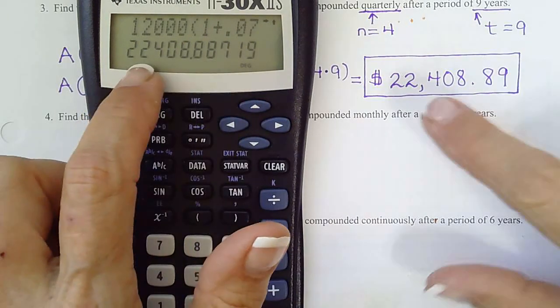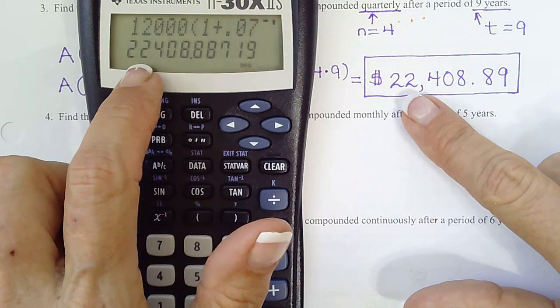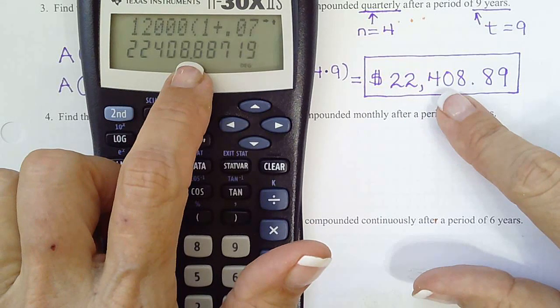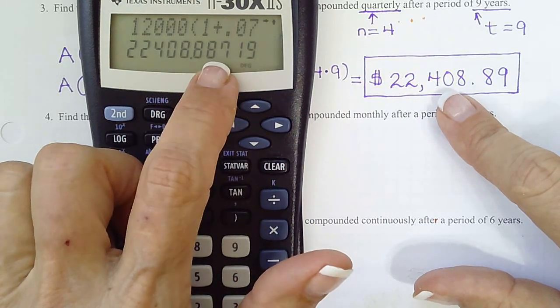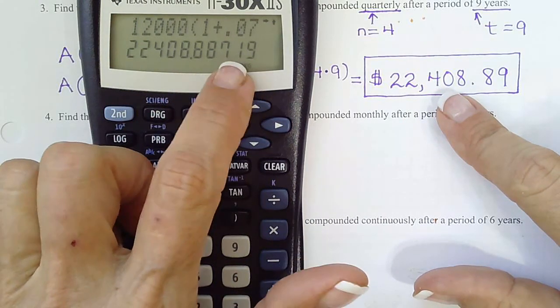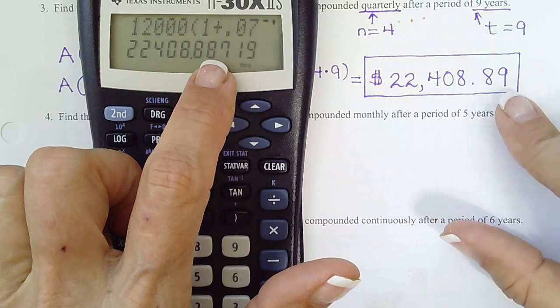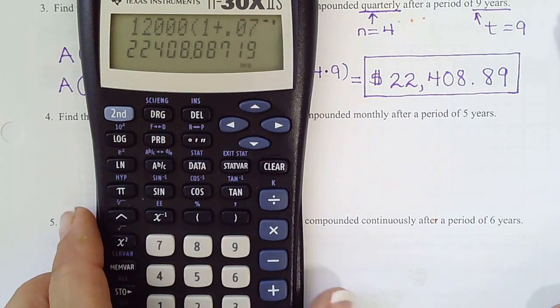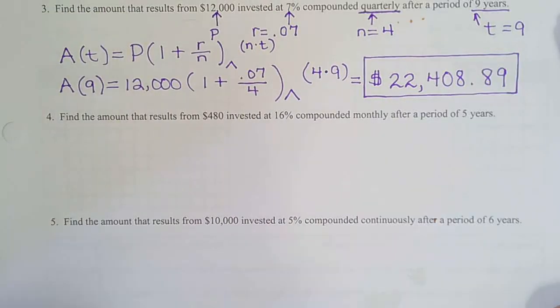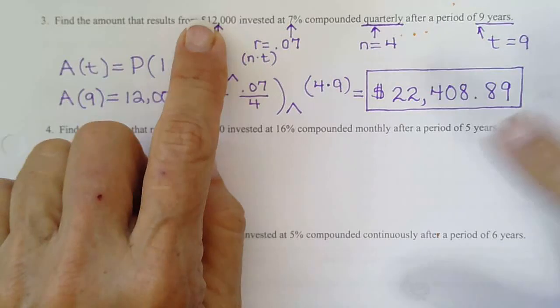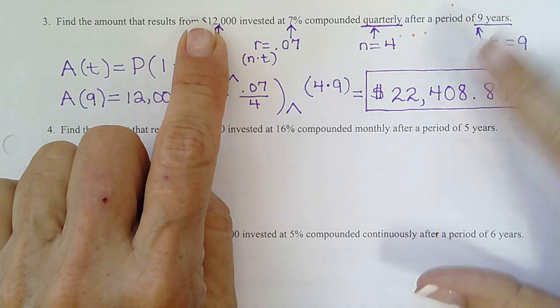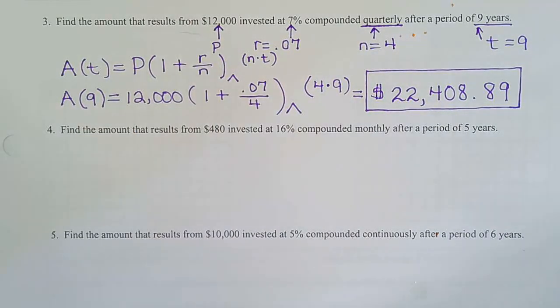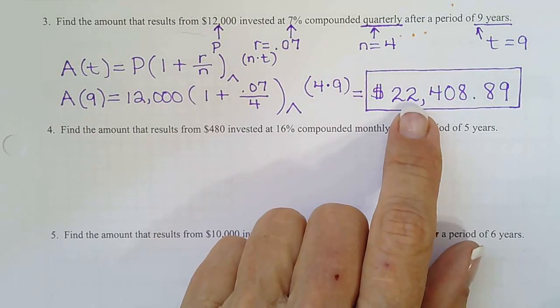So our final answer is $22,408.89 because 8 followed by a 7 says turn it to 9. And then always before you go on, I tell students, make sure the answer makes sense. Can 12,000 turn into 22,000 in 9 years? Yeah, that makes sense.